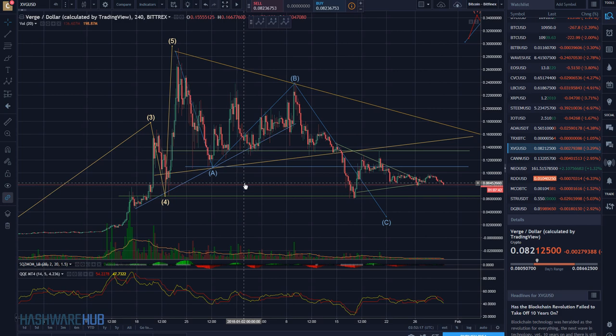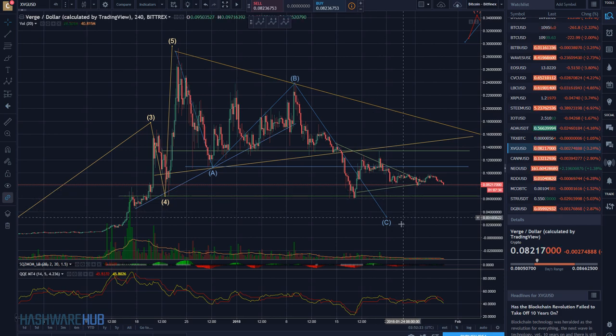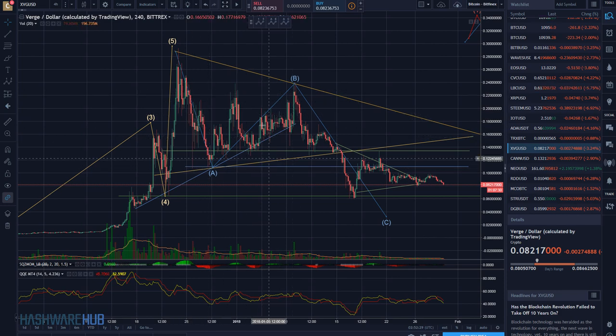Verge, originally we thought there was going to be this big ABC type of correction. It looks like it's going to be a little more complicated than that because of this sideways nature here, and also what's going on here too. But even in here, there are miniature ABC corrections. And this is an A, B, and a C correction right here.